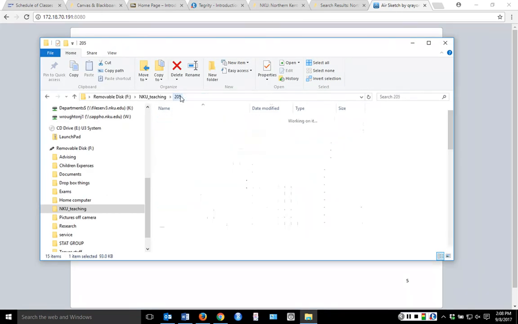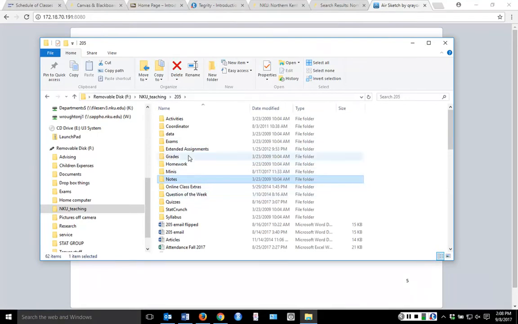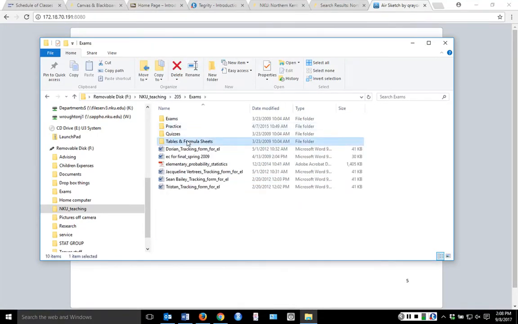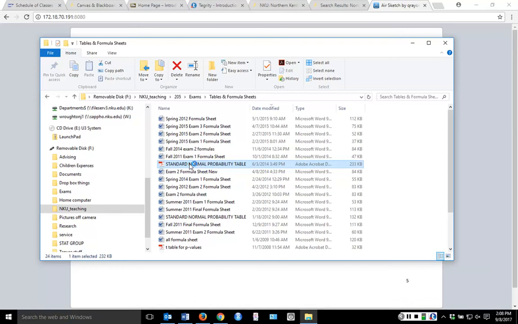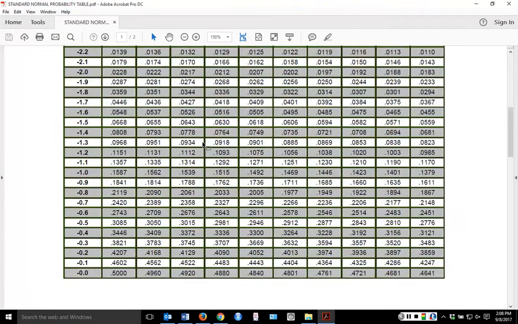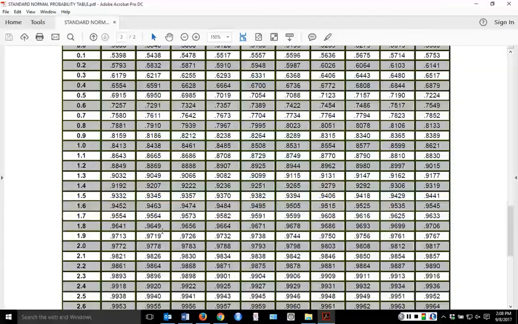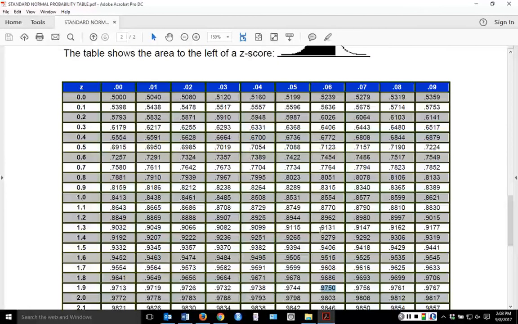Then we're going to pull up our table. And this is where we're working backwards. We're working on the inside of our table, trying to find the closest thing to 0.9750 that I can. And I actually find this one exactly. Then we work out to what row, 1.9, and what column, 6. So I put those together, and it gives me a z of 1.96.